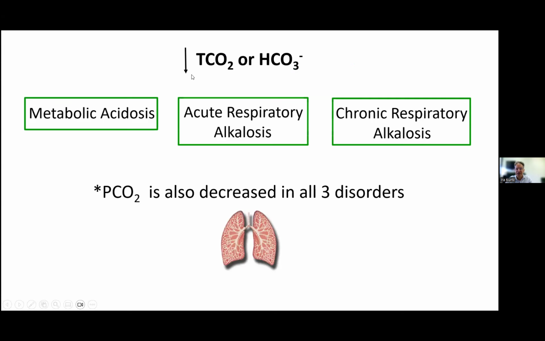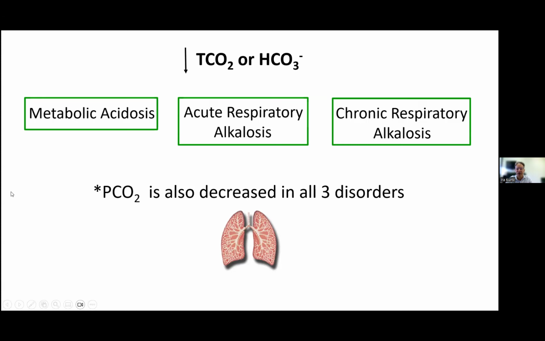Now, if it's decreased, either the total CO2 or the bicarbonate, it can only be one of three acid-base disorders. It's either metabolic acidosis, acute respiratory alkalosis, or chronic respiratory alkalosis. So as a renal fellow, you should always be thinking of metabolic acidosis and respiratory alkalosis, but don't just say respiratory alkalosis, because there's always two types. If you just remember that there's always three choices, it'll force your mind to think of the three. Divide up the respiratory acid-base disorder, and you've only got one metabolic that'll do this.